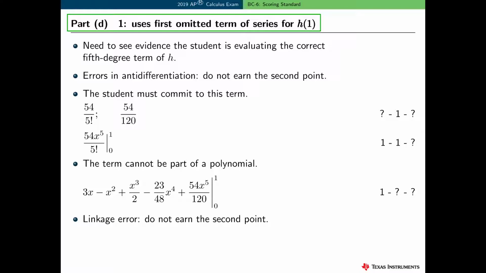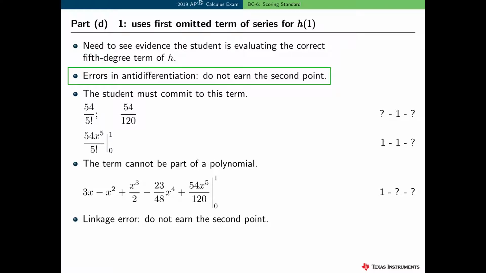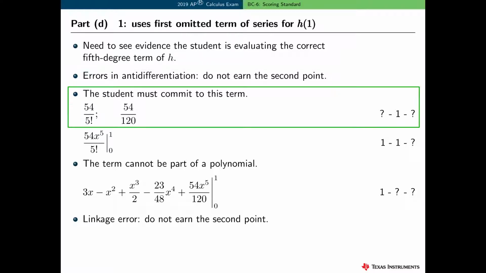The second point in Part D is for using the first omitted term of the series for h of 1. So the student could use the 4th degree term of the Maclaurin series for f and other terms. But to earn this second point, they must explicitly use the first omitted term for h of 1. Now, this means we need evidence that the student is evaluating the correct 5th degree term of h. If there are any errors in antidifferentiation, the student does not earn this point. And the student must clearly commit to this term. Here are some examples that earn the second point.